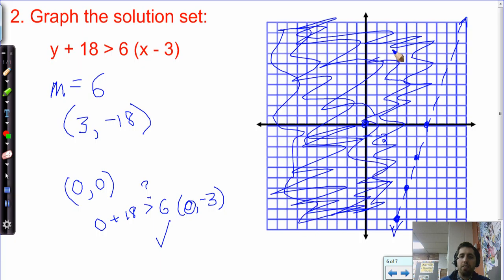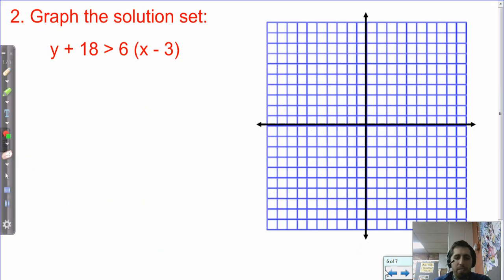So again, we graphed another set of solutions, another solution set, and it's an entire side of the graph. All of these points, no matter where it is, (-4, 20), that would work because it's shaded. So we're all good. I'm going to leave you with some to do on your own.